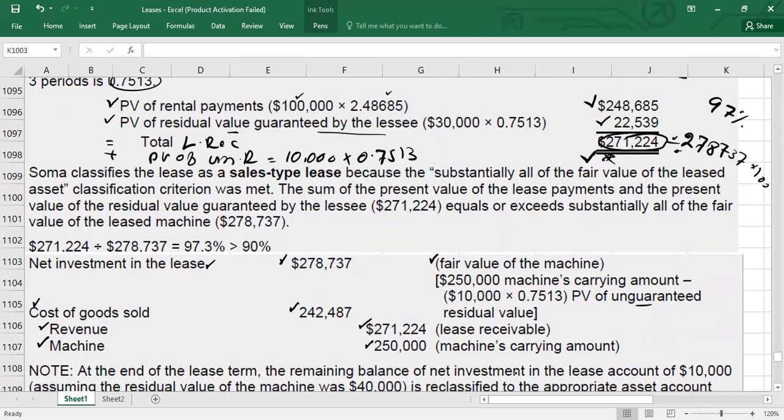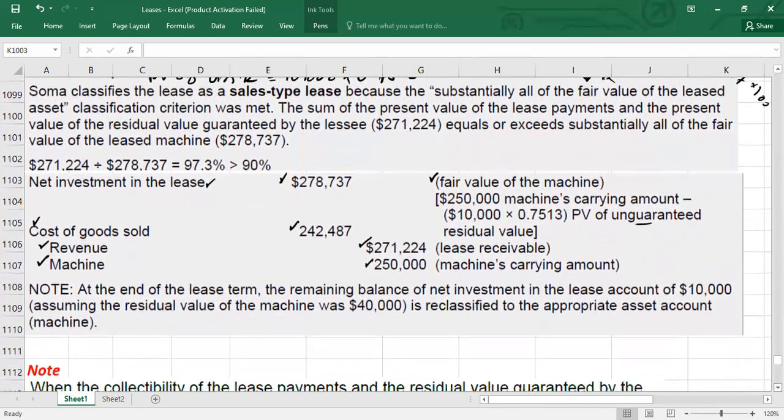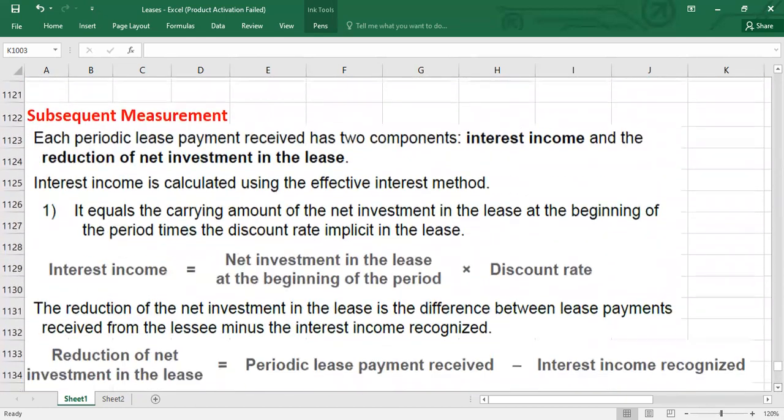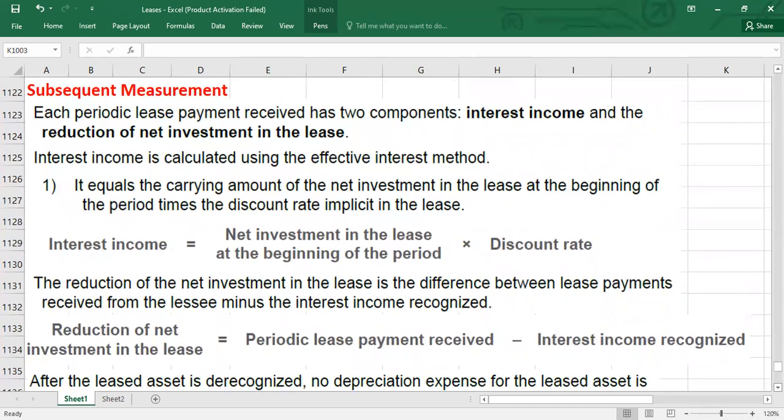Now guys, here let me just tell you how you will deal with the subsequent measurement. It's really important. In subsequent years, each installment which you will receive, each lease payment received, always has two components for the lessor. One is called interest income, and the second is called reduction of net investment in the lease, I mean say the principal amount.